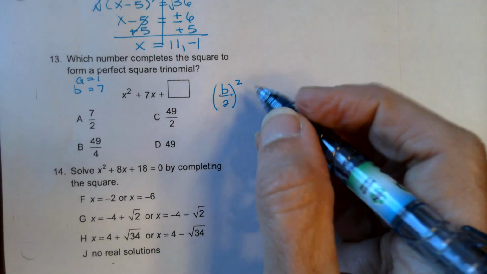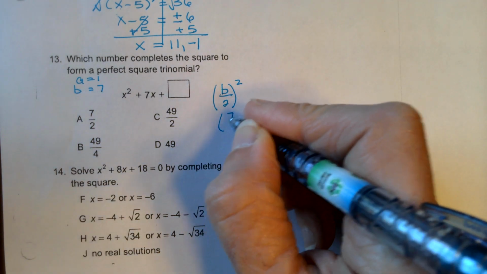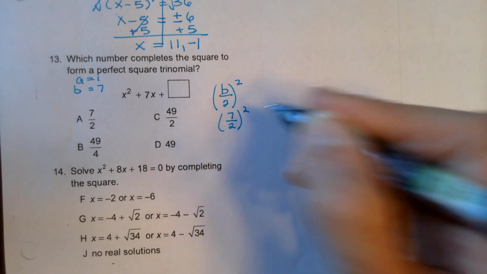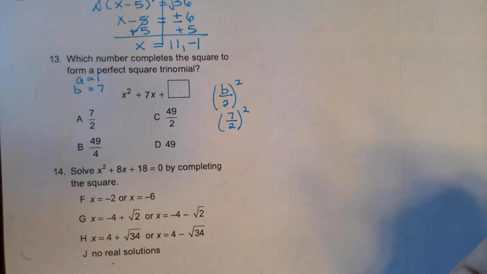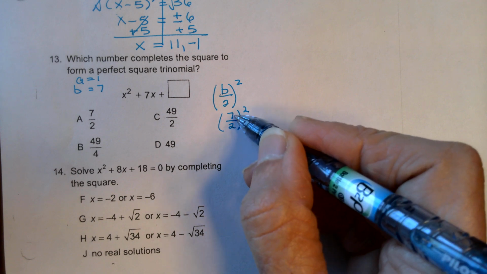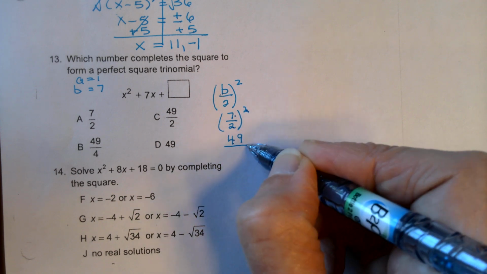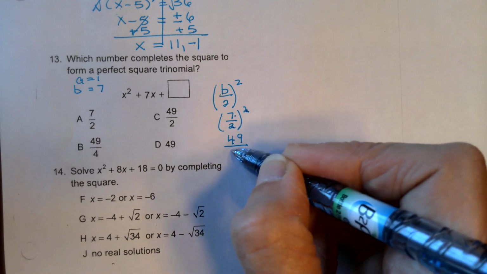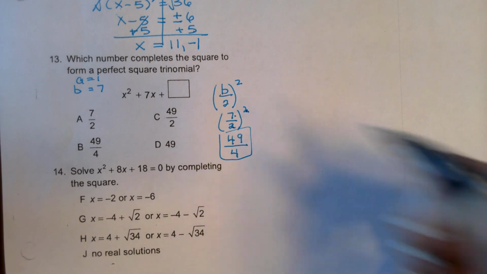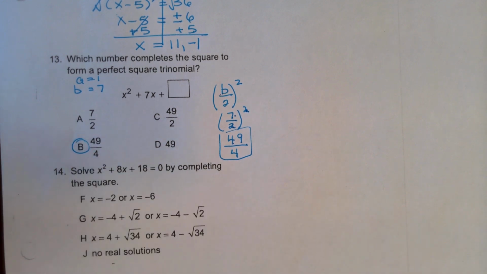Okay, and so we've got our b, so our b is 7. So we have 7 divided by 2 squared. We don't want to use a calculator on this. We just want to square each of these individually. So 7 to the second power, 7 times 7 is 49. 2 to the second power, 2 times 2 is 4. And hopefully that's an option, and it is right here. So make sure you square the top and the bottom.